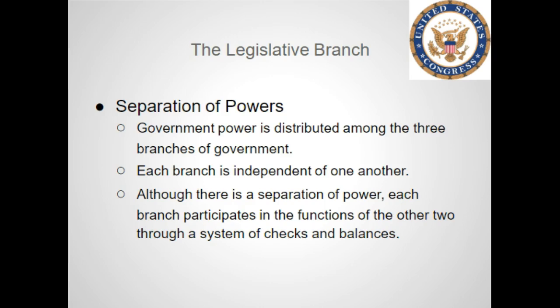Separation of powers. So government power is distributed among the three branches of the government. Each branch is independent of one another. And although there's a separation of power, each branch participates in the functions of the other two through a system of checks and balances. So it's a fairly ingenious system to where not all power is given to one branch and the others have power to check on the other branches.